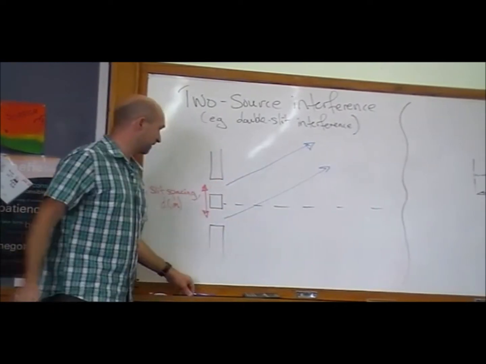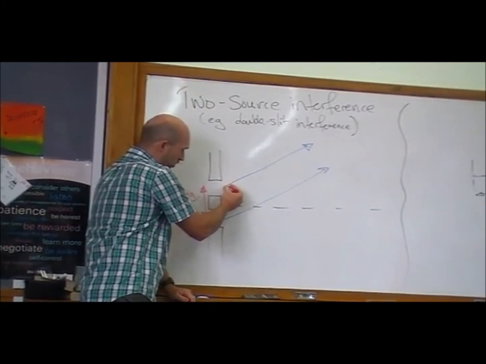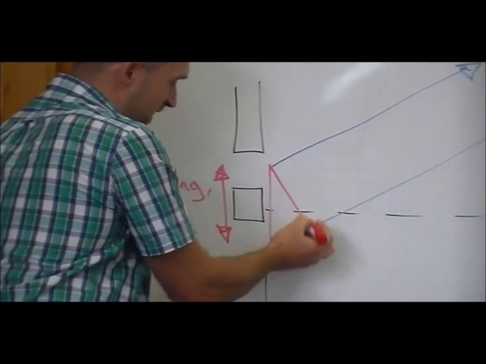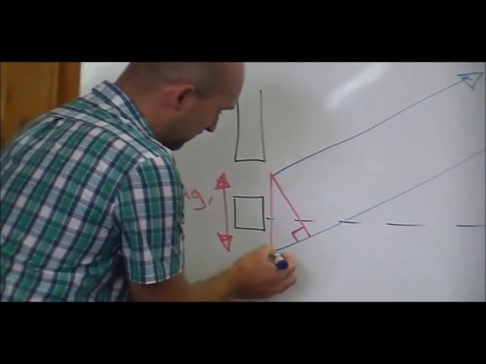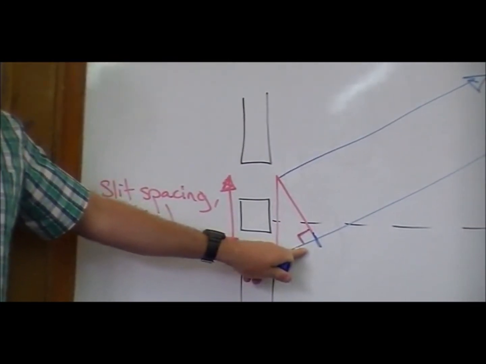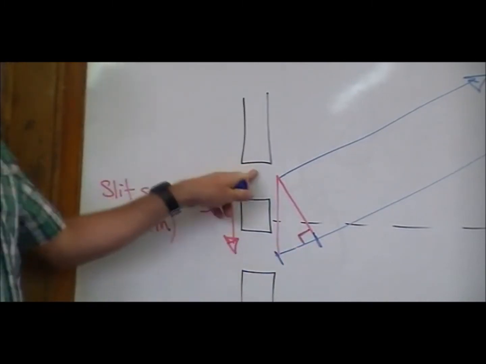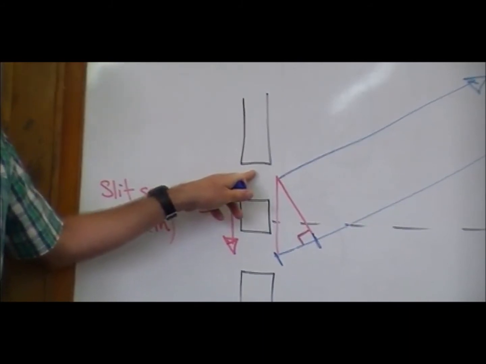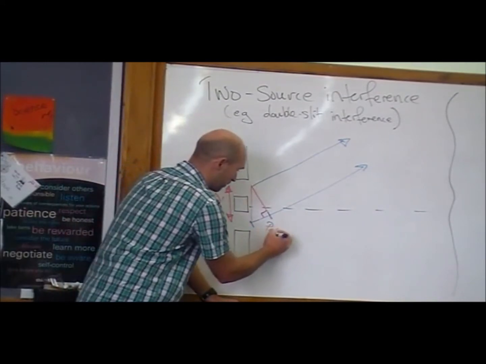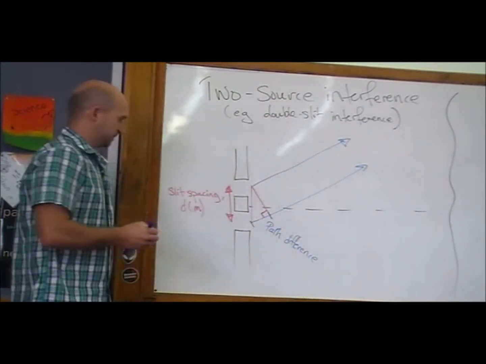What's really useful about looking at it that way is that we can draw a right-angled triangle like that, and we can see that that little chunk down the bottom there is the extra distance that's been travelled by the light from the bottom slit that hasn't been travelled by the light from the top slit. We call that extra distance the path difference. We can draw that picture; we talked about it last year and last lesson.